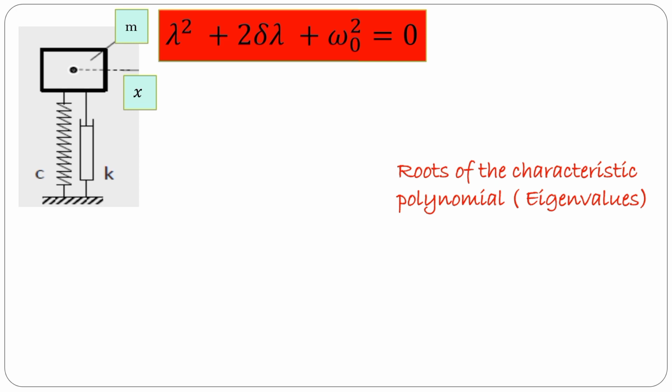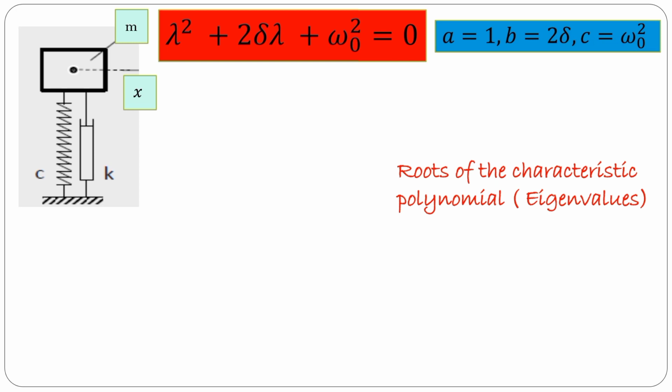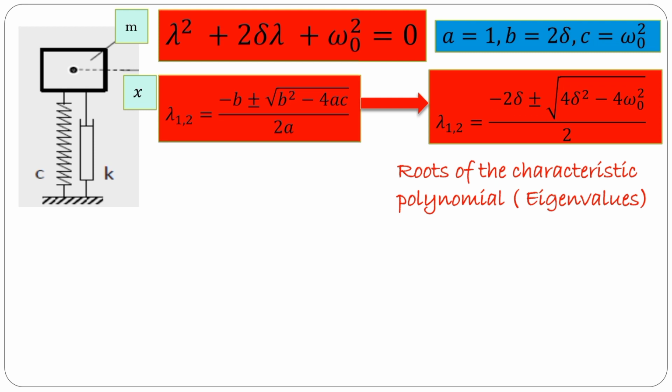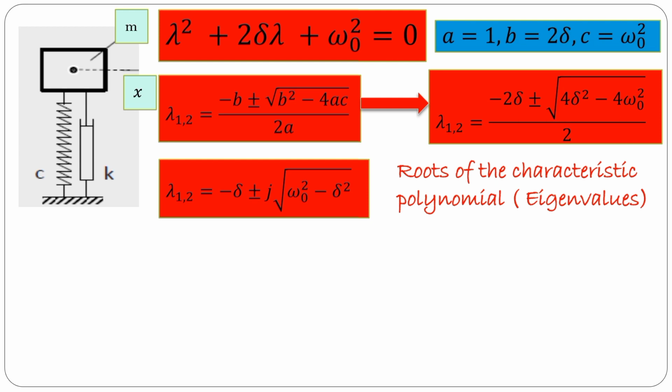These roots can be found through the quadratic formula with a equals 1, b equals 2 delta and c equals omega naught squared, as mentioned. The simplified form for the eigenvalues, after putting in a, b and c, is lambda 1,2 equals minus delta plus or minus j multiplied with the square root of omega naught squared minus delta squared. And obviously, the name eigenvalues has been chosen because we are investigating the eigenmotion or behavior of the system.